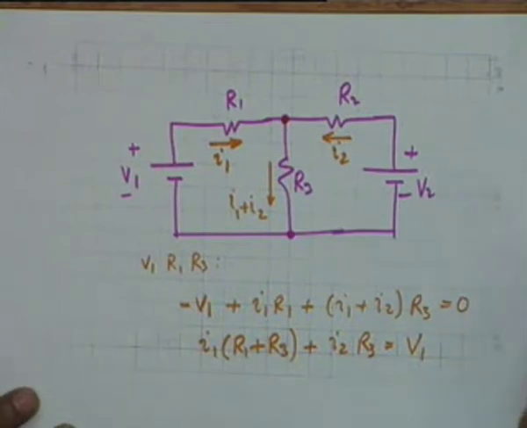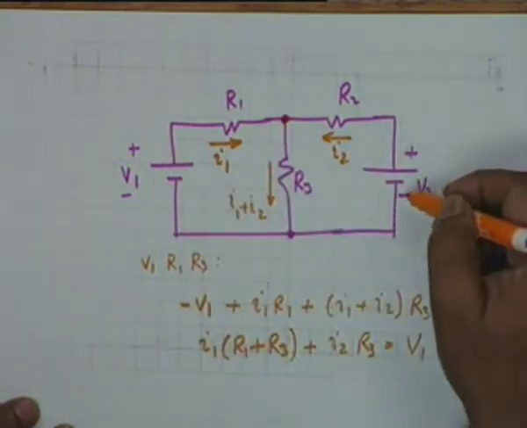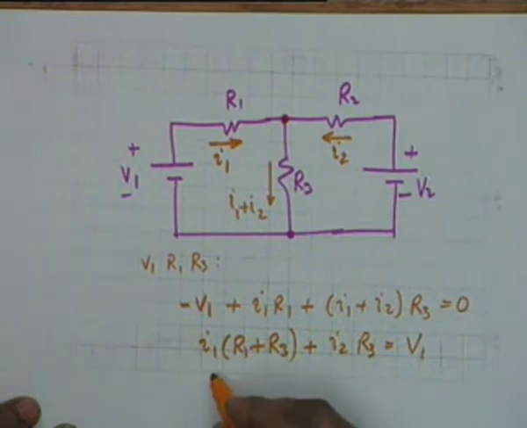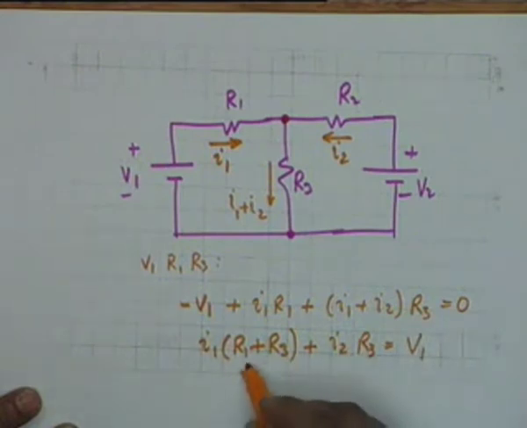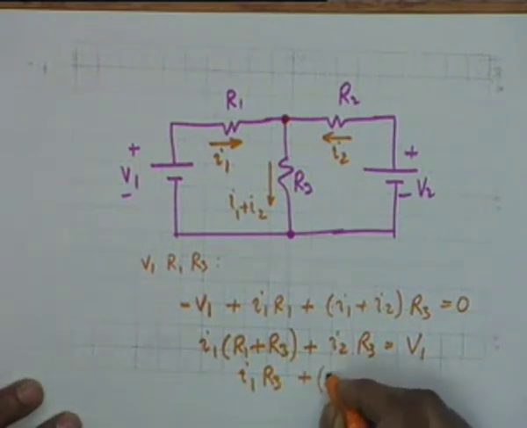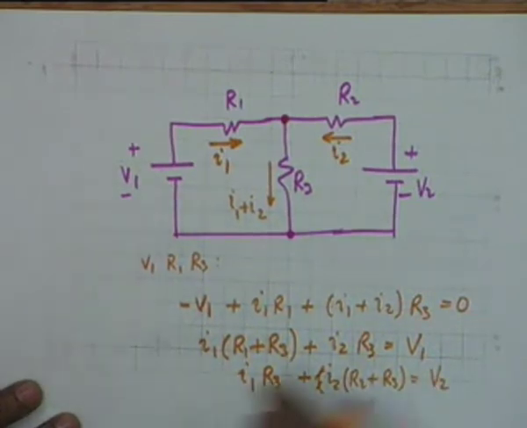The second loop now, let us take this loop, that is V2 R2 R3. In an exactly similar manner, you can see that the equation that we shall arrive at is I1 R3 plus I2 times (R2 plus R3) shall be equal to V2. So these are the two equations which now we shall have to solve.